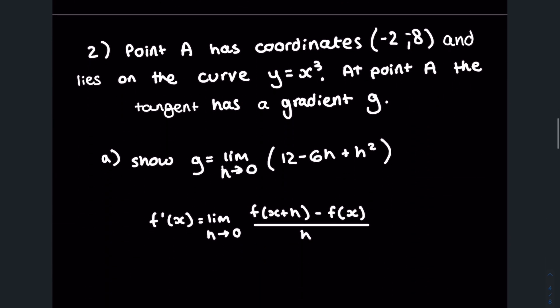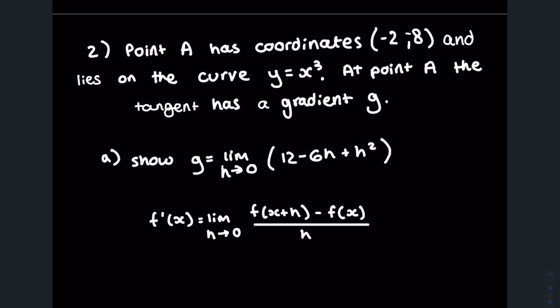So on to question 2. Point A has coordinates -2, -8, and lies on the curve y equals x cubed. At point A, the tangent has a gradient g. And part A asks us to show that g is equal to the limit of h tends to 0 of 12 minus 6h plus h squared.